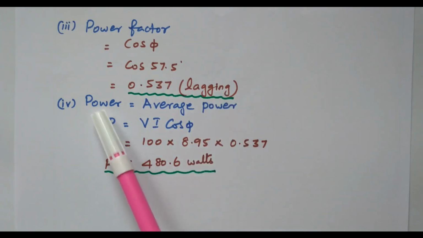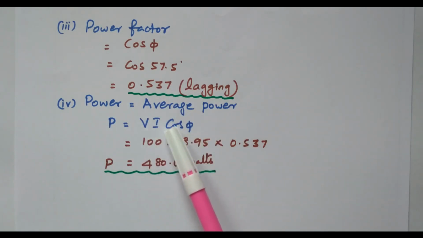Now we calculate the power, average power. Average power is VI cos phi. The voltage is given 100. The current we calculated 8.95 and cos phi, the power factor, just now calculated 0.537. So by simplifying this, we got 480.6 watts.